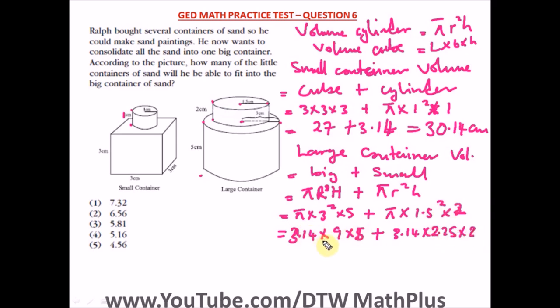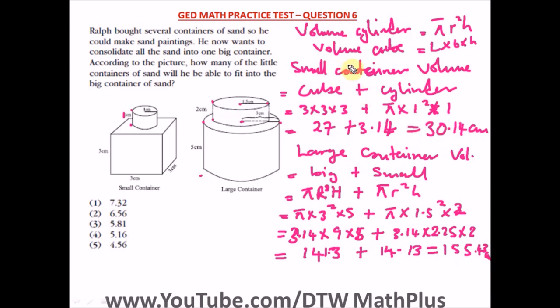Okay, if you multiply this all together, punch it into your calculator, we're going to have this. For this, we're going to have 14.3, then plus, we're going to have here 14.13. Okay, and when we add this up, what are we going to have? We're going to have 155.43 centimeters. Okay, so this is the volume of the large container.